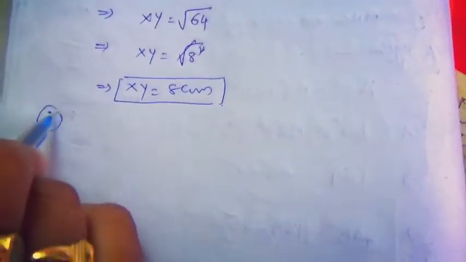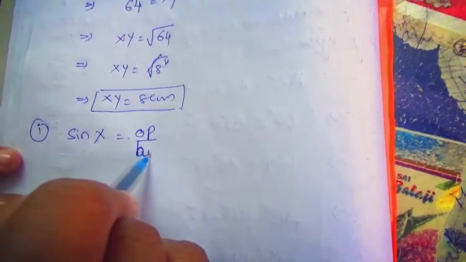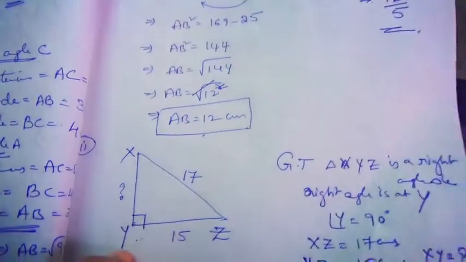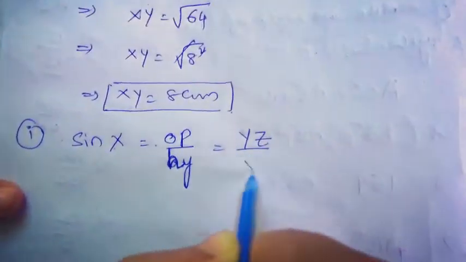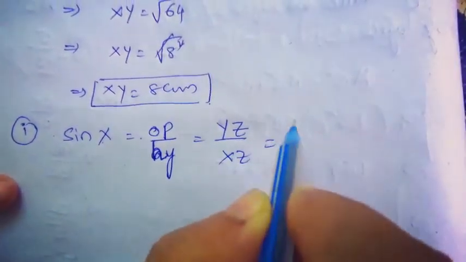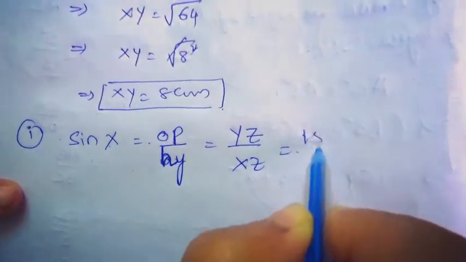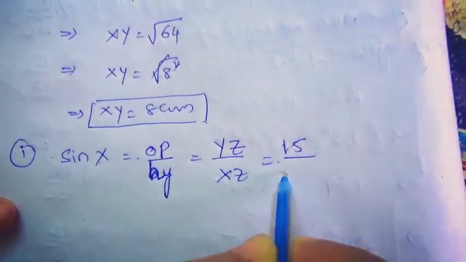So the first one is sin x. Sin x is nothing but the length of the opposite side by hypotenuse. According to x, what is the opposite side? YZ. YZ by XZ. That is equal to, what is the YZ value? 15 by XZ value 17.